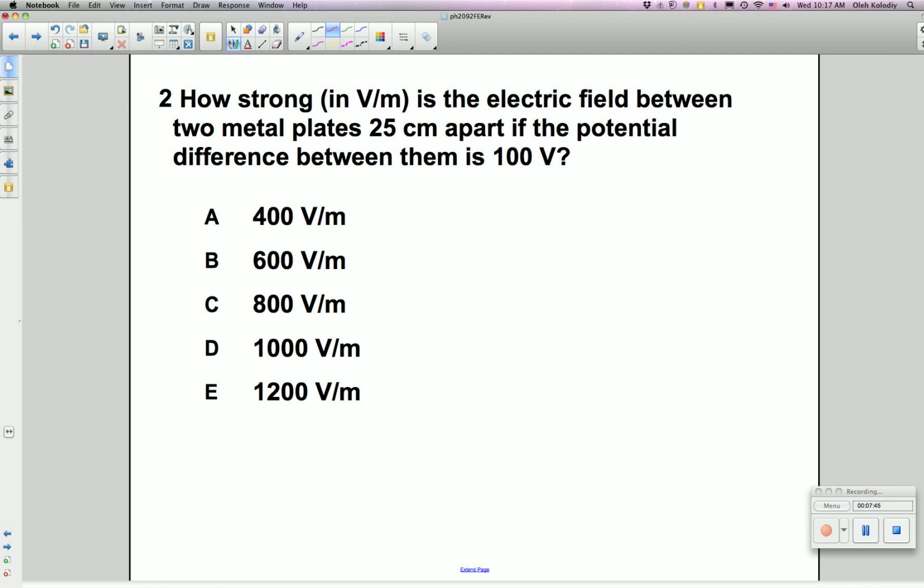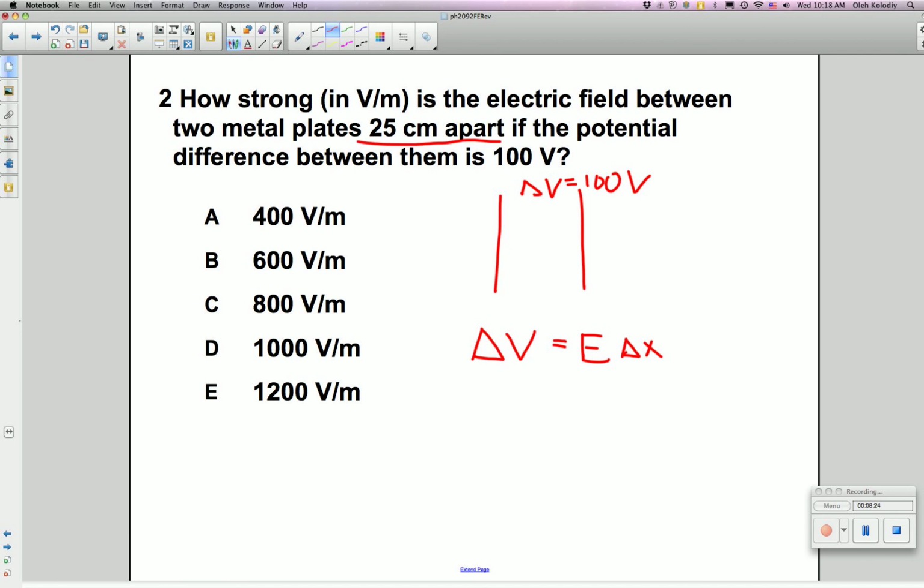How strong in volts per meter is the electric field between 2 metal plates 25 centimeters apart if the potential difference between them is 100 volts? So we have 2 plates. There's a potential difference between them of 100 volts. And we know that the potential difference across the plates is equal to E times the plate separation. Call that delta X or D.